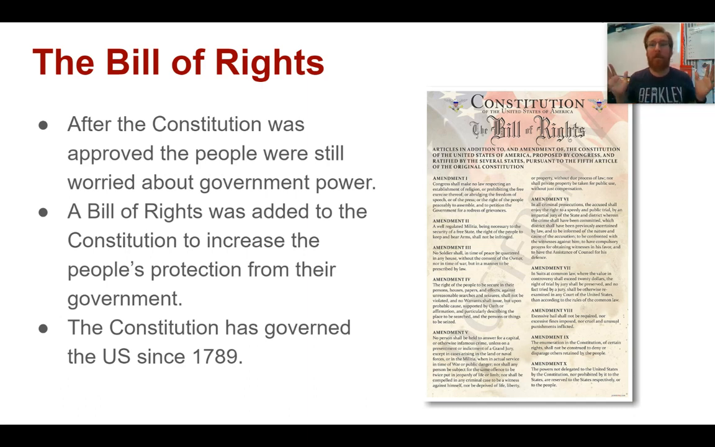It gave the people more protection from their government. The people appreciated this. We've only amended our Constitution a total of 27 times, 10 of them coming almost right away. So not too many amendments since then. This has been a document that has functioned fairly well for the United States, not without flaws, but fairly well since 1789.